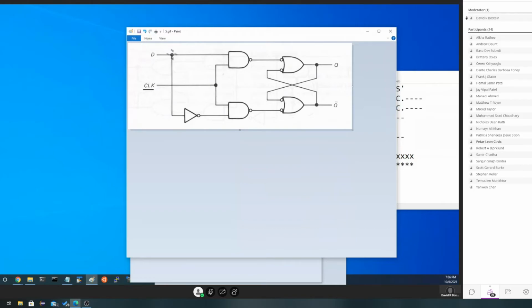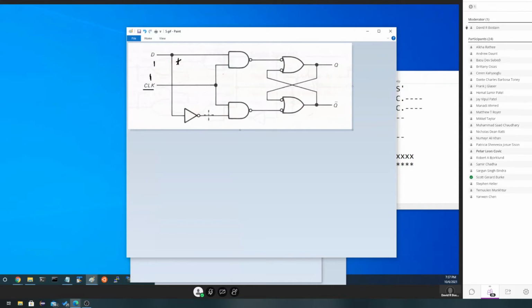Let's do that. Let's assume we have a 1 here, a 1 here. Well, let me actually move this to where it would be. It would be at D. So D is a 1, and the clock is a 1. What value am I going to see on the other side of the inverter here? Give me a green for 0 and a red for 1. What am I going to see here? Green means 0. Okay, we'll try a 0 there.